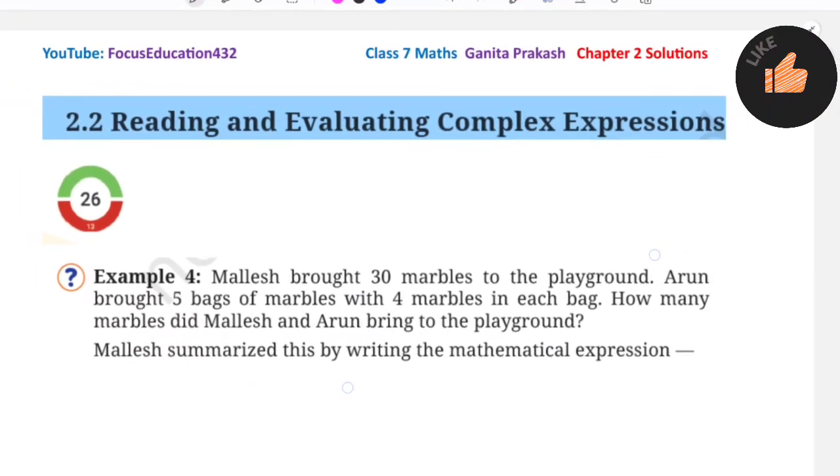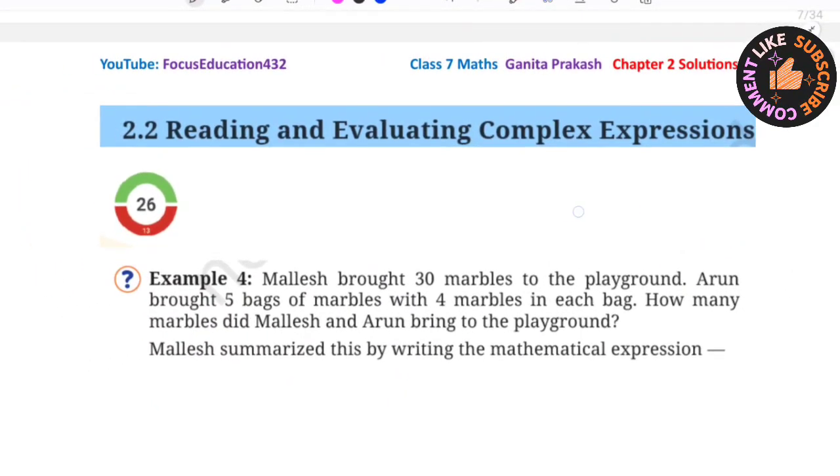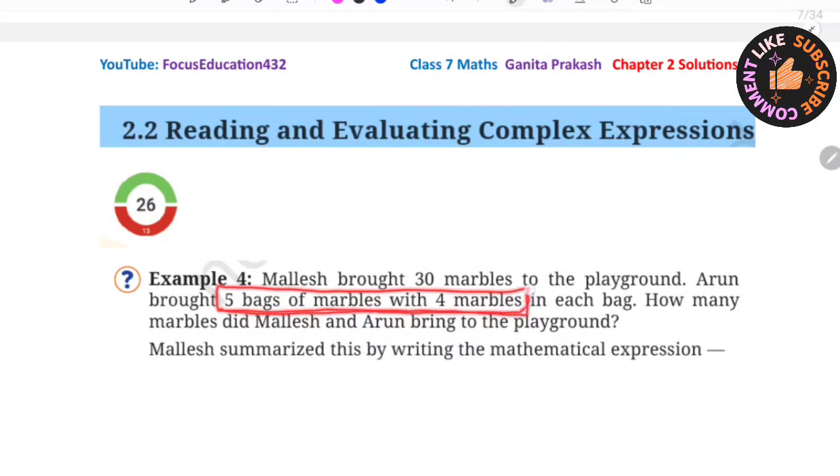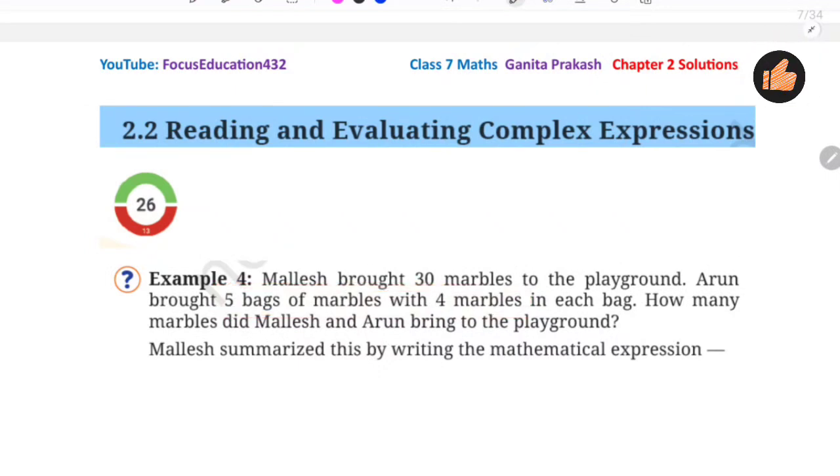Now reading and evaluating complex expressions. Example: Malish brought 30 marbles to the playground. Arun brought 5 bags of marbles with 4 marbles each. So 5 bags of marbles with 4 marbles means how many did Arun bring actually? 5 multiplied by 4, 5 bags, each having 4 marbles. So 5 multiplied by 4, that is 20. So how many marbles did Malish and Arun bring to the playground? So 30 plus 5 into 4, that is 50.